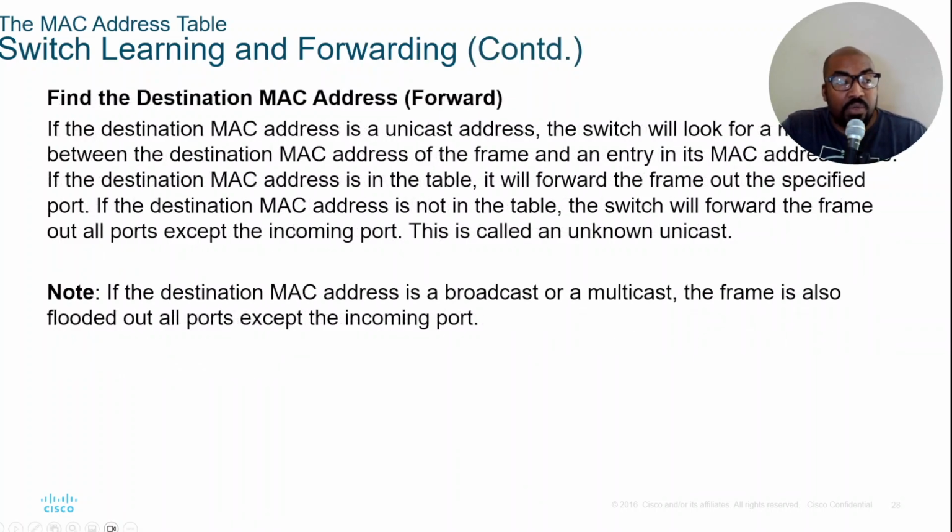Switch learning forwarding continued. Find the destination MAC address and forward. If the destination MAC address is a unicast address, the switch will look for a match between the destination MAC address of the frame and the entry in the MAC address table. If the destination MAC address is in the table, it will forward the frame out to the specific port. If the destination MAC address is not in the table, the switch will forward the frame out to all ports.